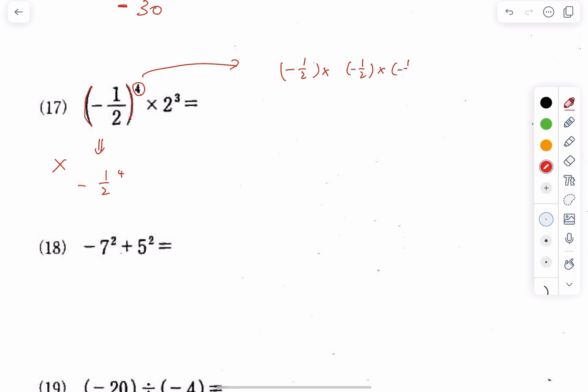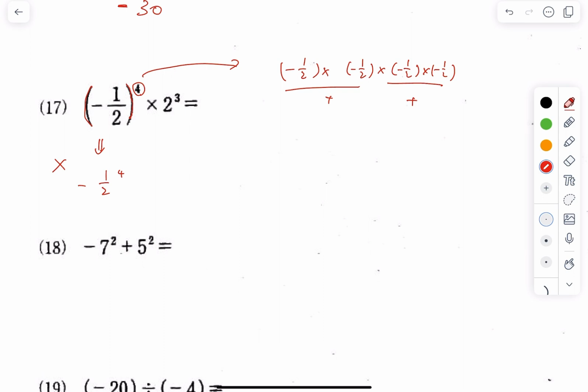Times another negative 1 over 2 times negative 1 over 2 again, right? So what does that mean? This is going to be a positive number. This is also going to be a positive number. You are having negative 1 over 2. That's the number you're dealing with. Multiply each other 4 times.